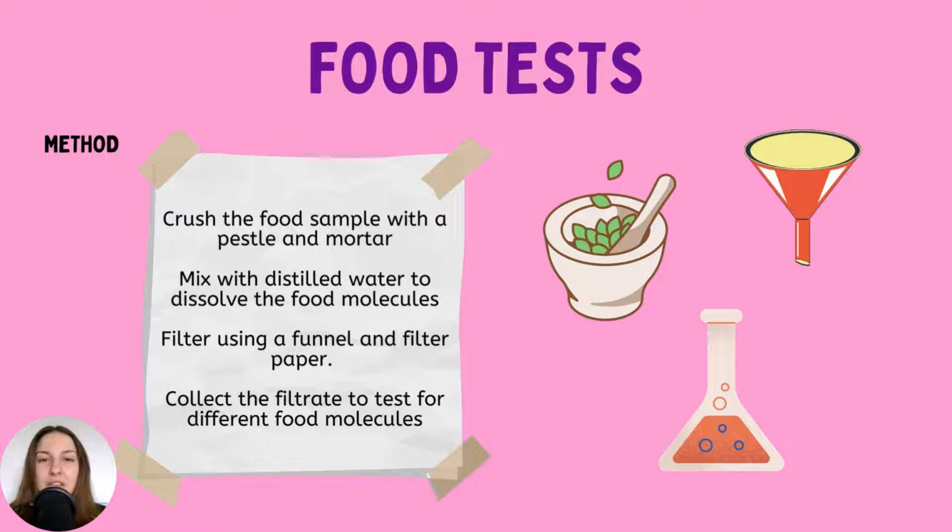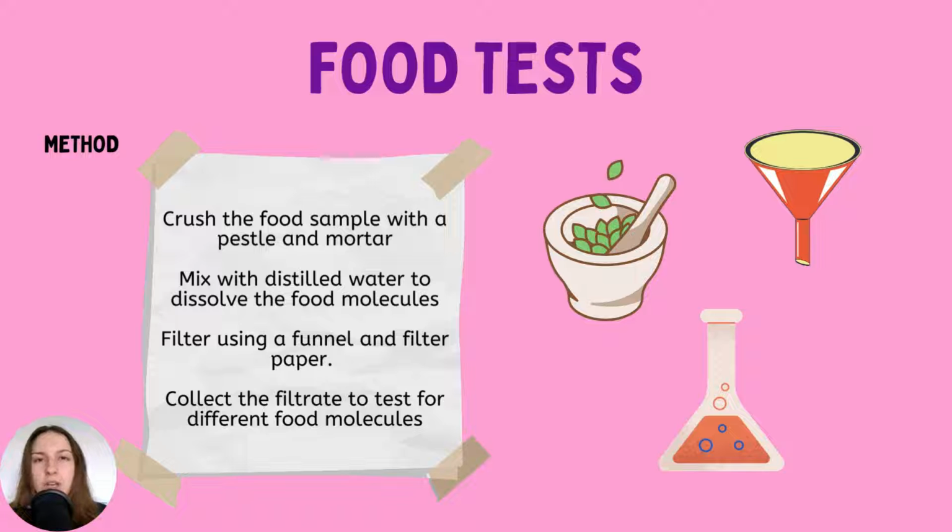You might actually have the filtrate ready to use. Your teacher and technicians may have already done this kindly for you. But one of the things you must do is to crush up the food that you're using. So, the sample that you're using, crush it up with a pestle and mortar. And then you're going to use some distilled water and dissolve the different food type molecules in that liquid. So the proteins will be dissolved, the glucose, the carbohydrates, the lipids, anything that's present within that type of food will dissolve in the liquid.